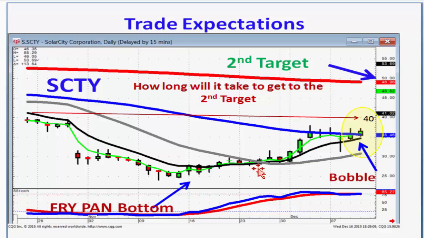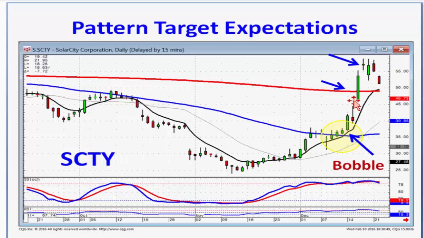There's your big fry pan bottom. It hit the 50. There's a bobble. We're buying right here. What's our next target? Up here at the 200-day moving average. Once it gets up there, notice what type of signal we had at this breakout level, and the breakout level of the 200. It broke right through.